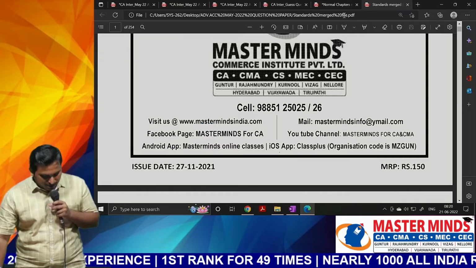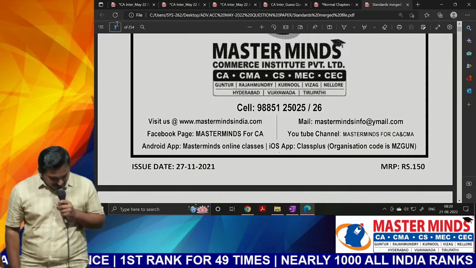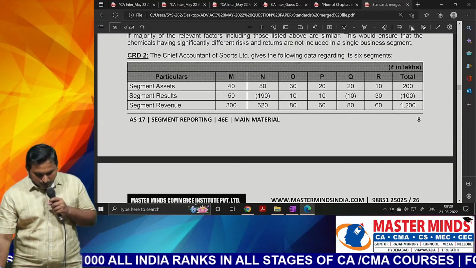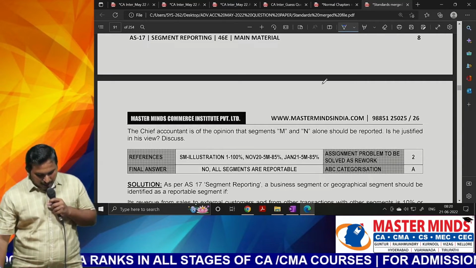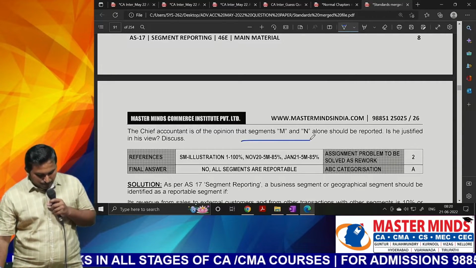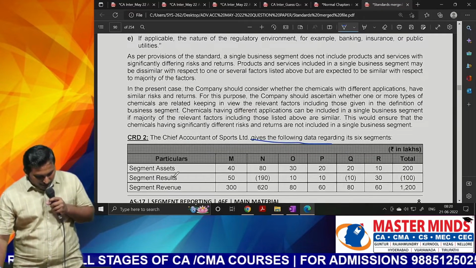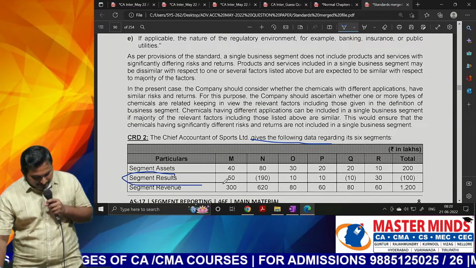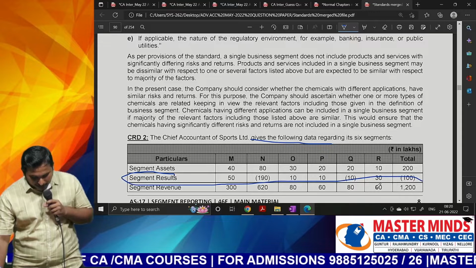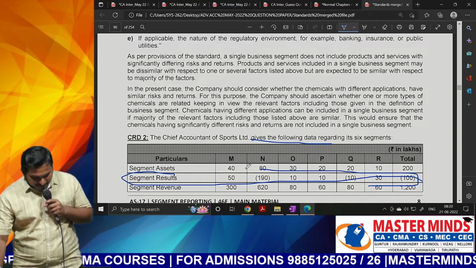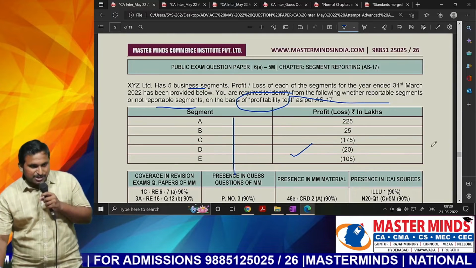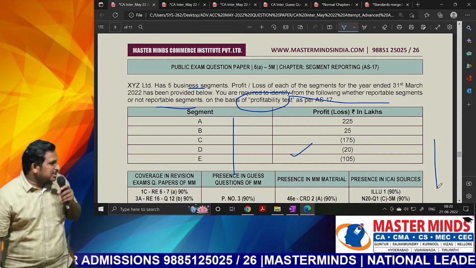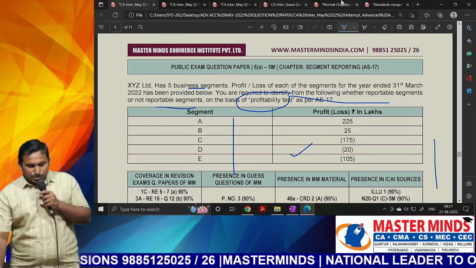I'll just show you, sir, how it was there in the material. Okay, you could observe in this question, they give the data and they're asking which is to be reported. All the tests will be done, sir. One of the tests is segment results. They have given this column and all. Are you getting the point? Segment results, profit or loss was given. In examination also they have done the same. Segments were given, some profit or loss was given. One of the tests only they have asked.